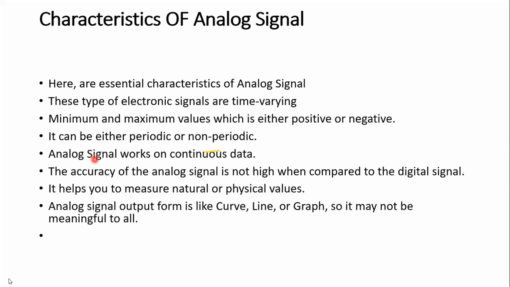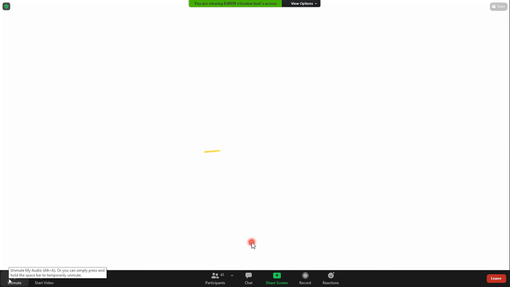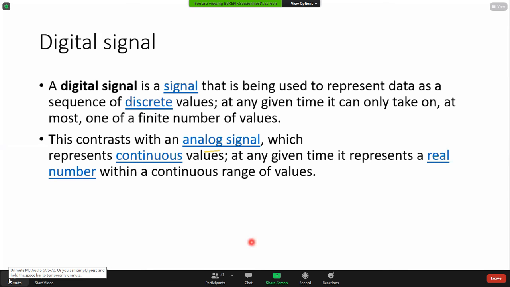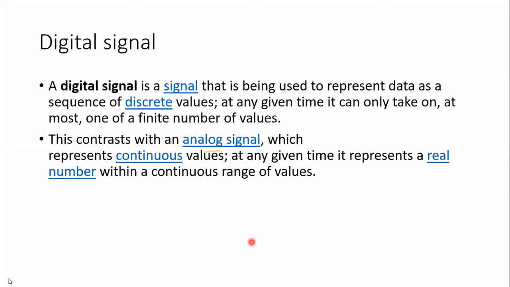Okay, so analog signal works on continuous data. The accuracy of the analog signal is not high when compared to the digital signal. It helps you to measure the natural or physical values. Analog signal output is like a curved line or graph, so it may not be meaningful to all. Next, now we will read about the digital signal.